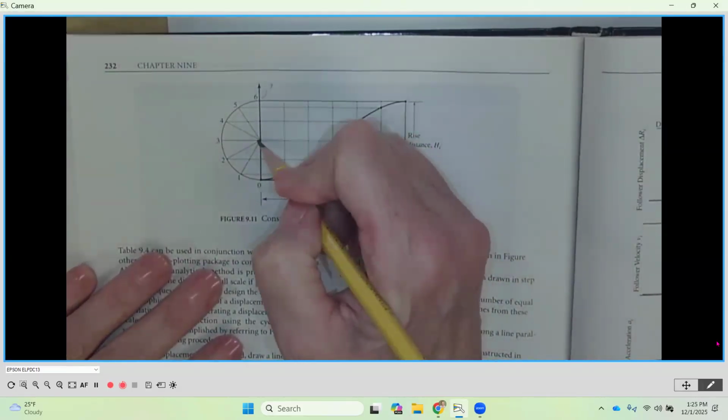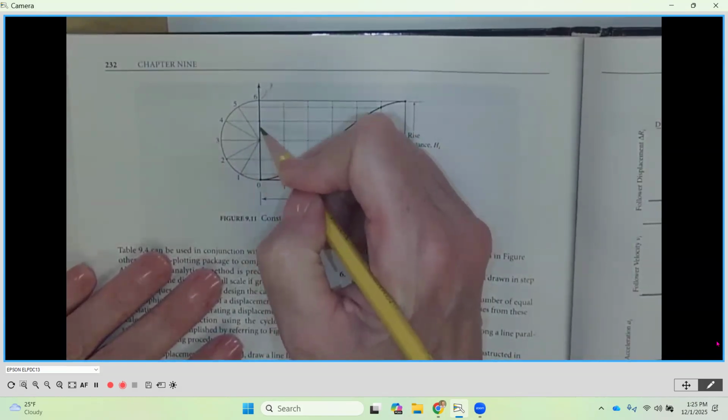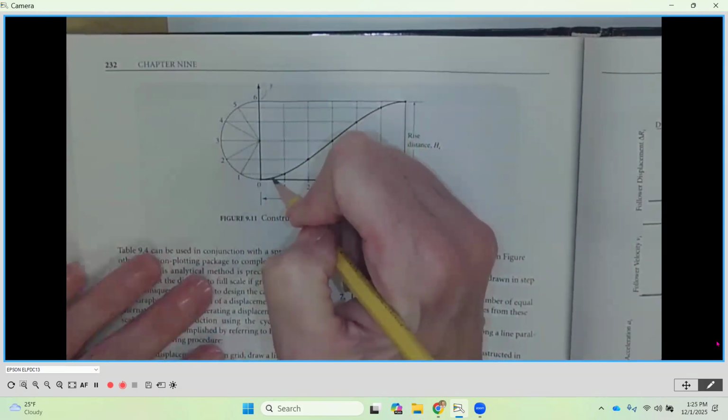So in that first example, our total height on the rise was 2 inches. That would mean that you would have a circle with a radius of 1 inch here. Then you'll notice that we have 6 equal divisions here. Since this is 180 degrees, every 30 degrees you're going to mark off a division.